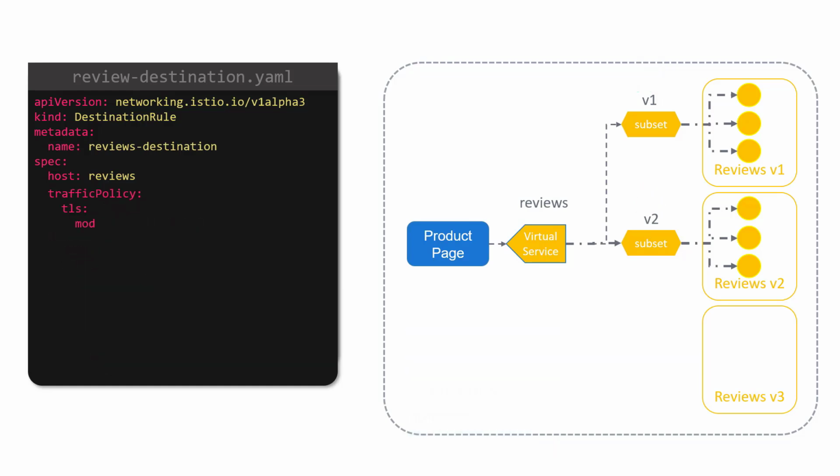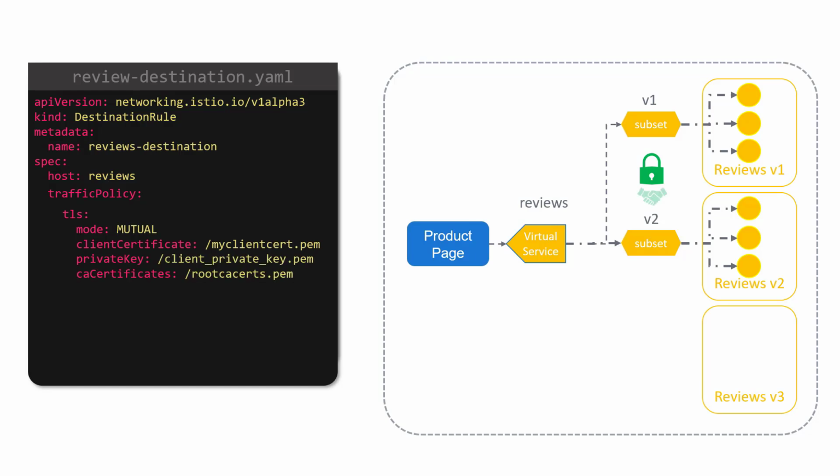There are many more configurations supported by destination rules. For example, to configure a client to use TLS, specify simple TLS. Or to configure mutual TLS, set the mode to mutual and provide the path to the certificate files.